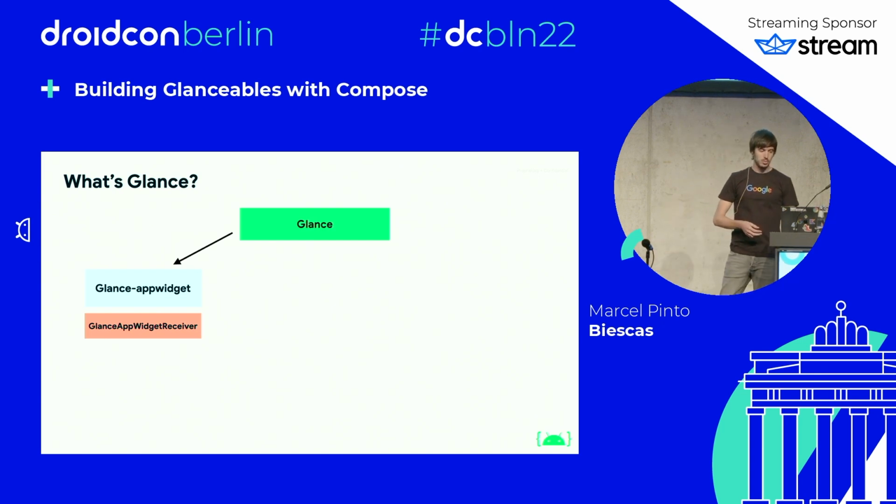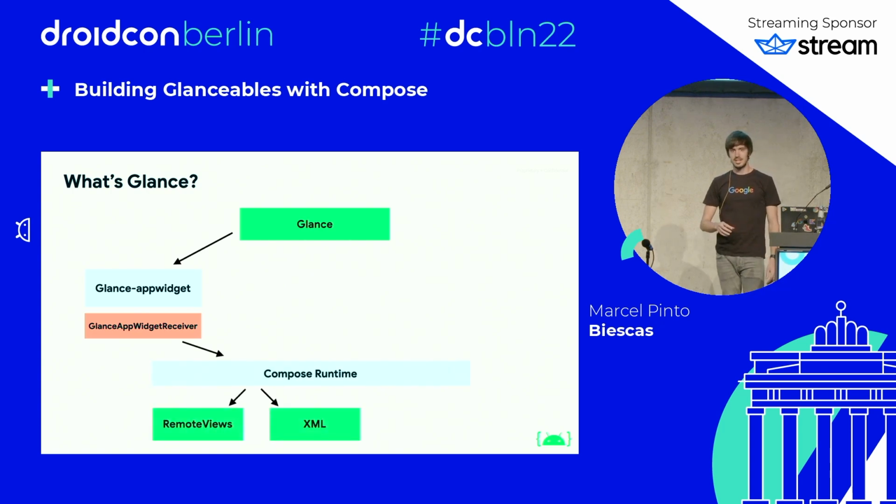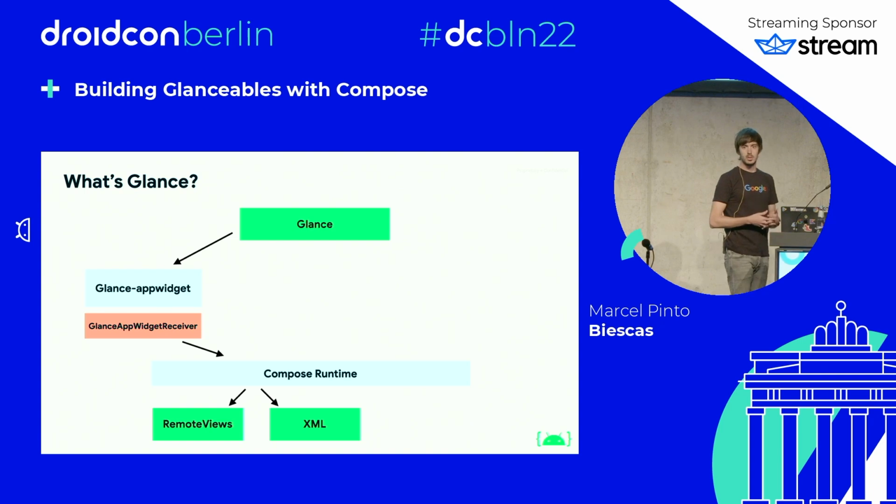And then Glance will wire everything for you and use the Compose runtime to actually translate this definition of your UI into the actual platform components. Those, in the case of app widgets, are remote views and XML.